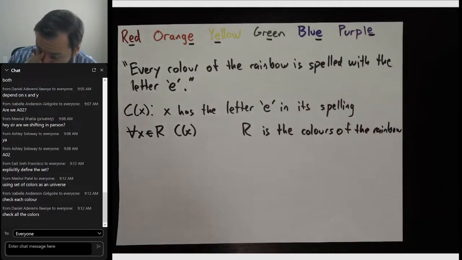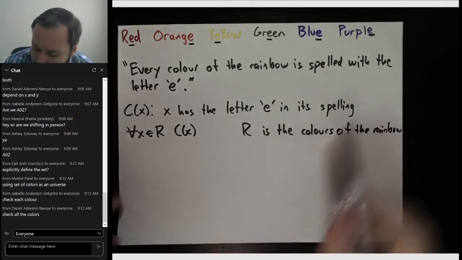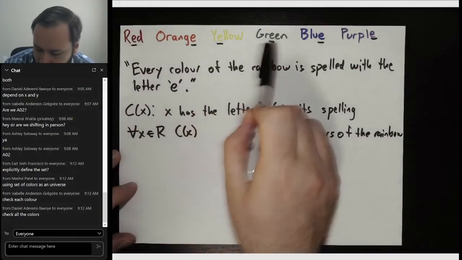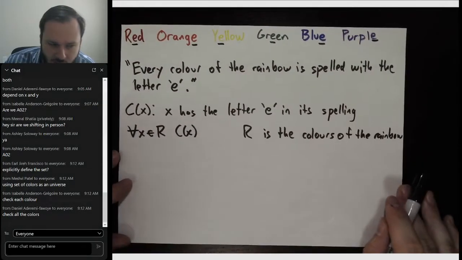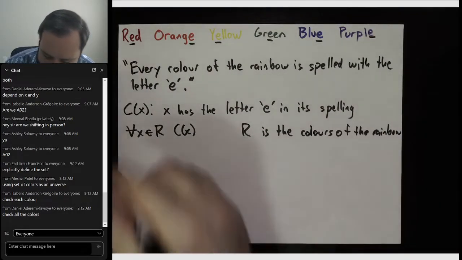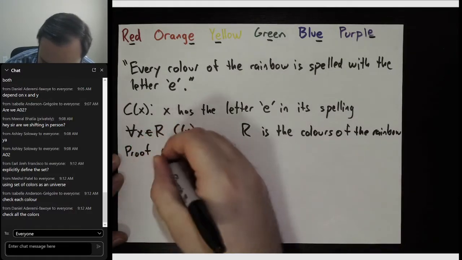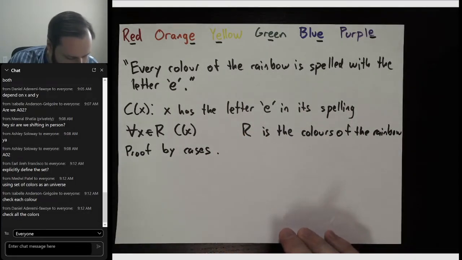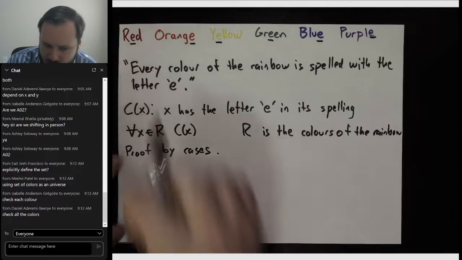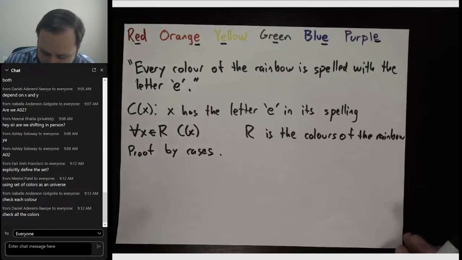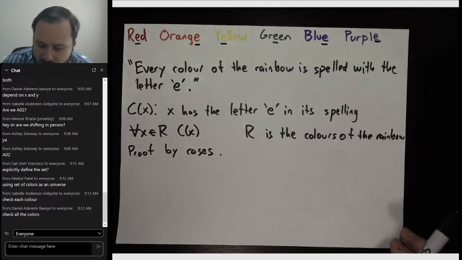There's no universal rule that works. I can't say, oh, it's always the last letter, because it's not. Sometimes it's somewhere else in the word. But I can always find one. So I want to check one by one. That's a proof by cases. And proof by cases works because I only have 6 colors. I would run into a problem with proof by cases if I had infinitely many colors.